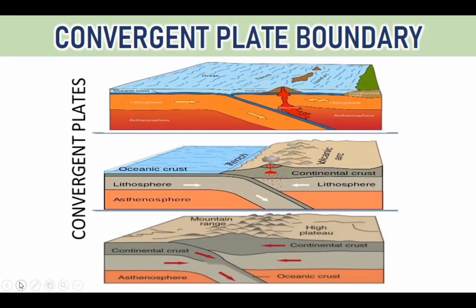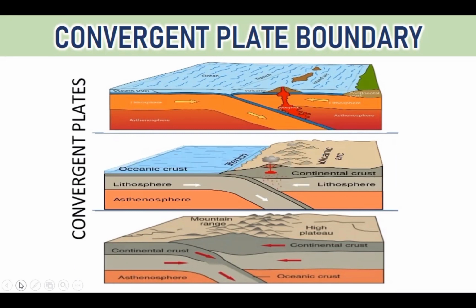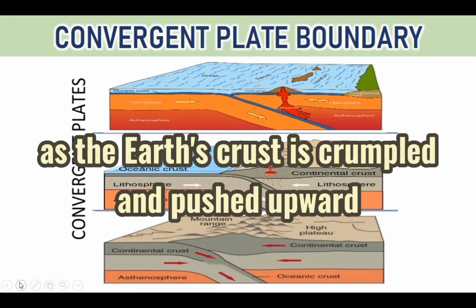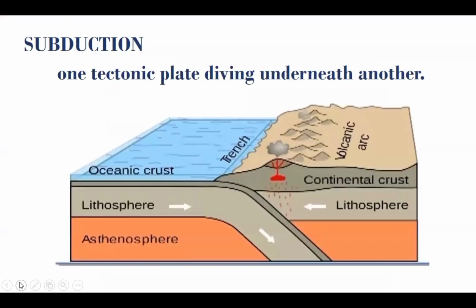Typically, a convergent plate boundary, such as the one between the Indian plate and the Eurasian plate, forms towering mountain ranges like the Himalaya as the Earth's crust is crumpled and pushed upward. In some cases, a convergent plate boundary can result in one tectonic plate diving underneath another. This process is called subduction, which involves an older, denser tectonic plate being forced deep into the planet underneath a younger, less dense tectonic plate. When this process occurs in the ocean, a trench can form.